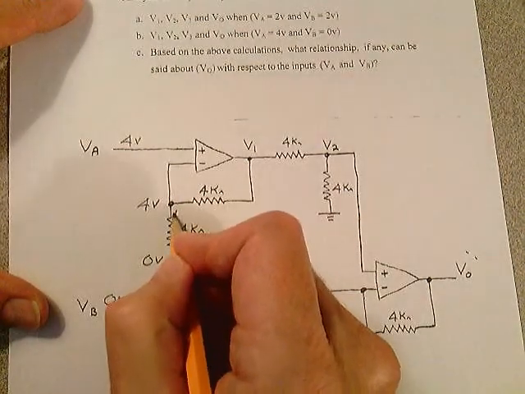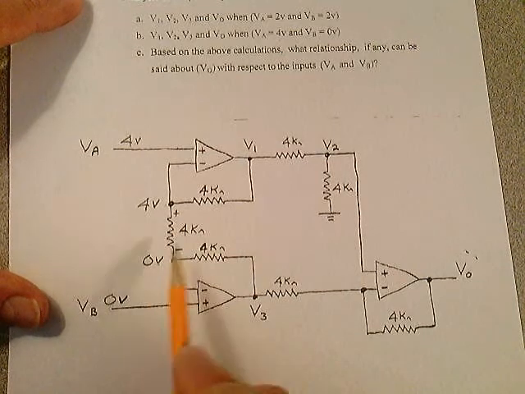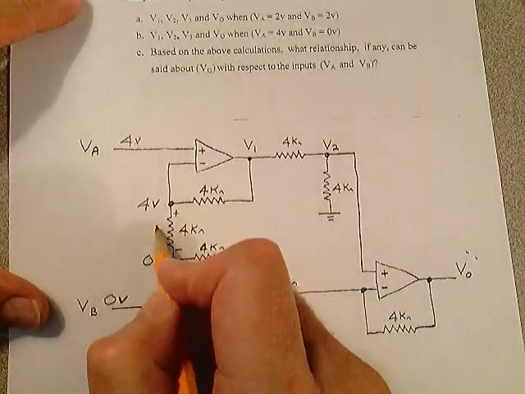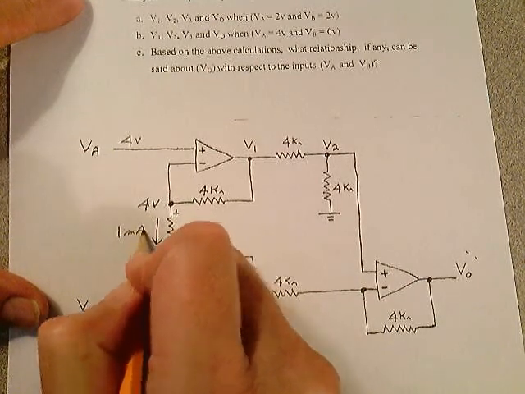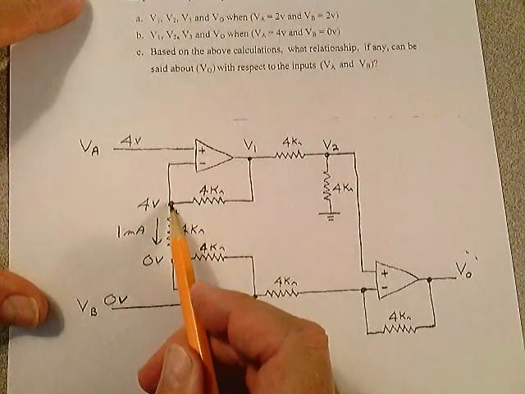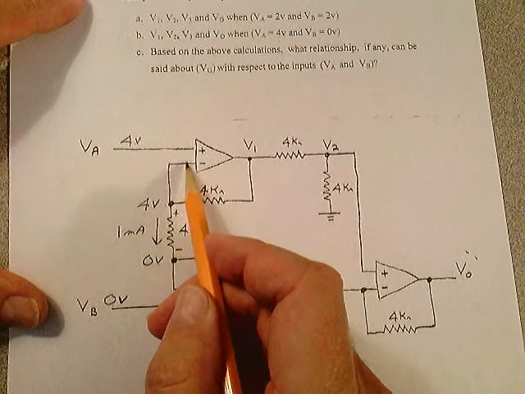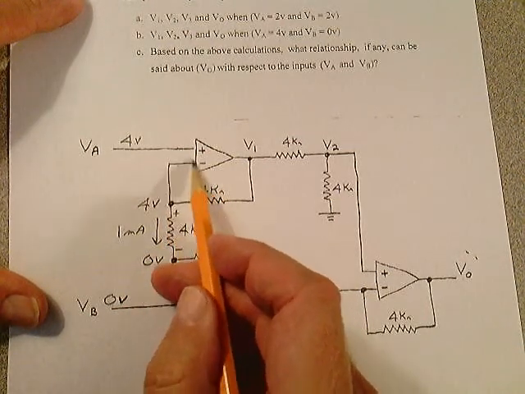That makes this a positive with respect to this side. If you have 4 volts across 4 k ohms, that gives you 1 milliamp flowing in that direction. You have 1 milliamp of current in that circuit flowing from this point to this point. You don't have to do Kirchhoff's current law at that node. Basically, there's no current in this branch right here because that's an infinite resistance. You know that. We always let that go to 0.